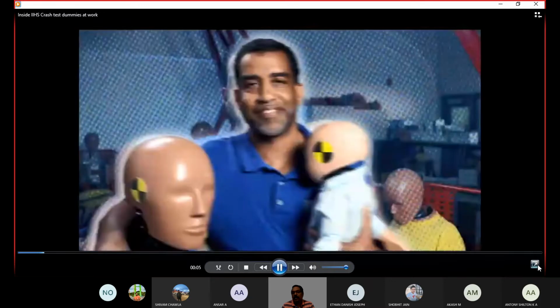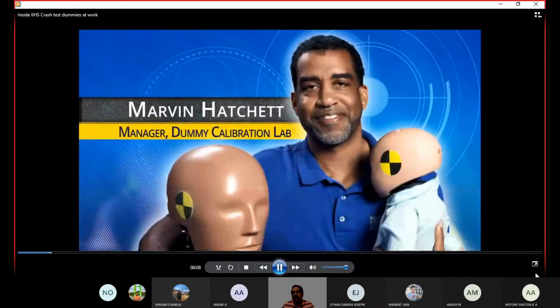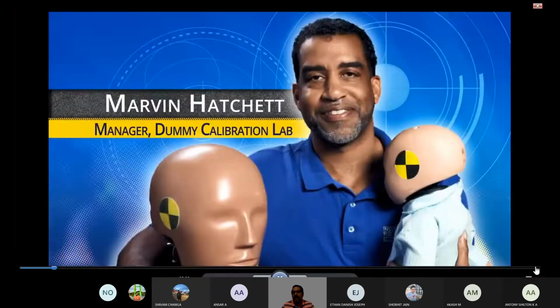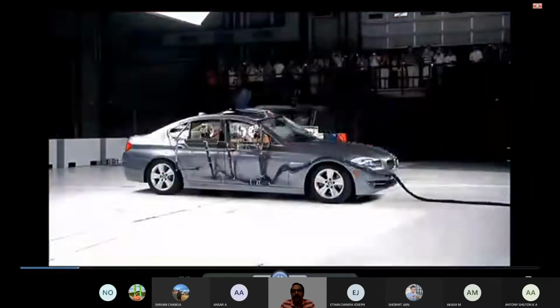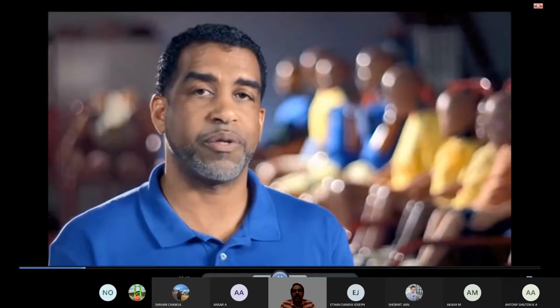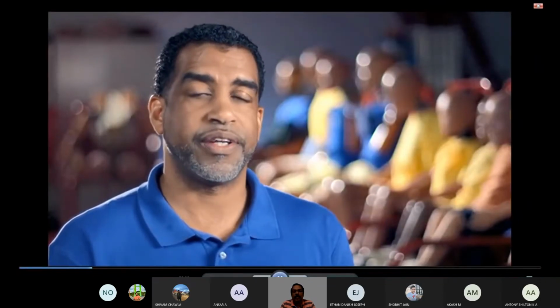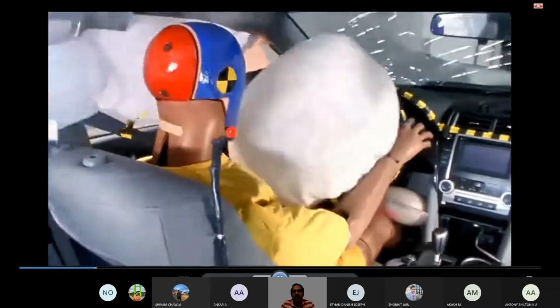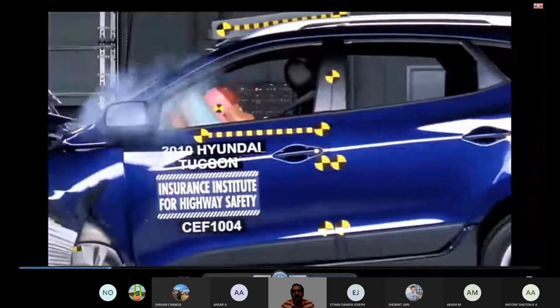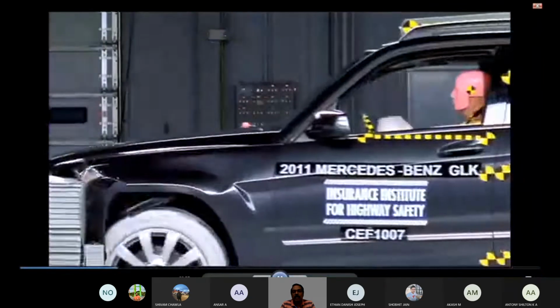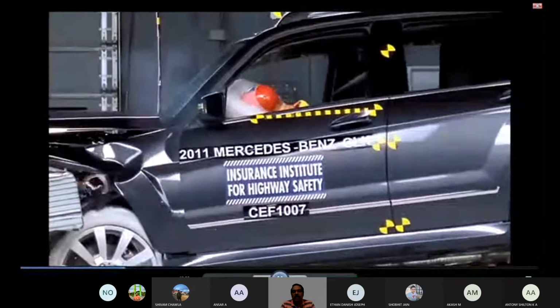I'm Marvin Hatchett. I am the Dummy Calibration Lab Manager. My job is to ensure that all crash test dummies are calibrated and ready for testing. The general idea behind the calibration is to ensure that a dummy used at the Institute will react the same way as a dummy used in other test labs. It also gives us repeatability from test to test.